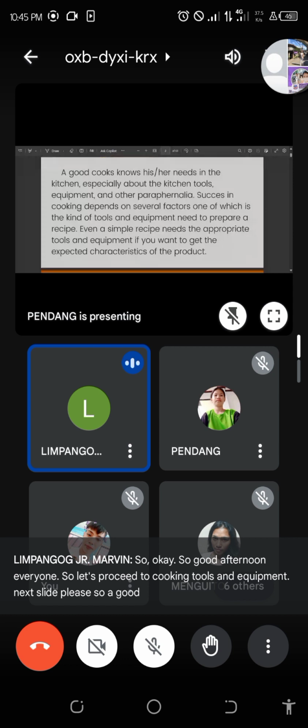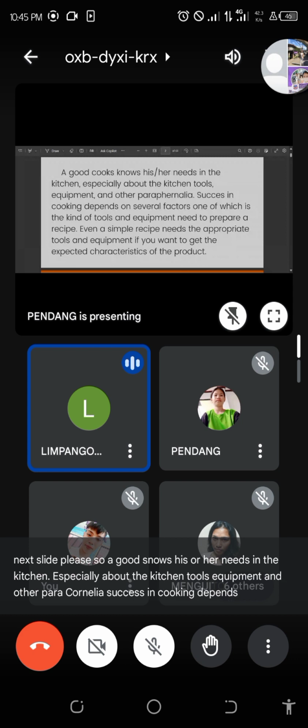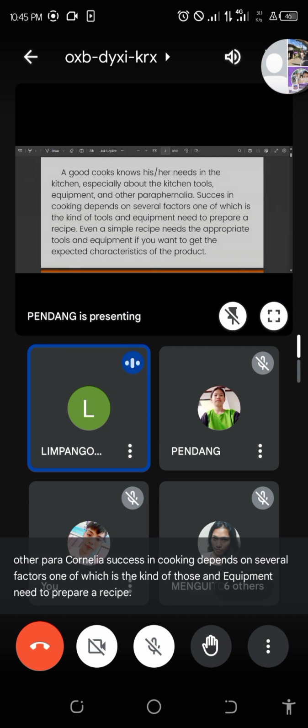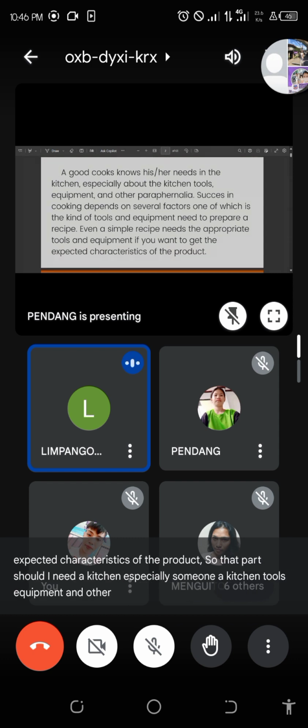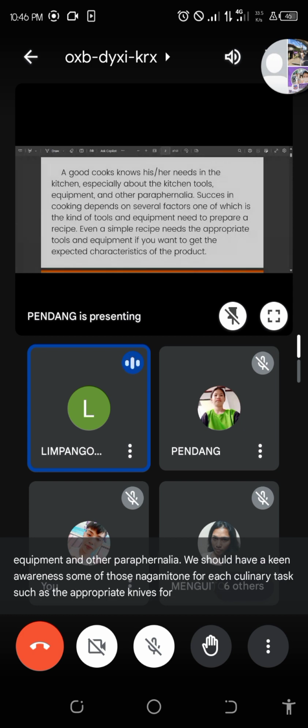So a good cook knows his or her needs in the kitchen, especially about the kitchen tools, equipment, and other paraphernalia. Success in cooking depends on several factors, one of which is the kind of tools and equipment needed to prepare a recipe. Even a simple recipe needs the appropriate tools and equipment if you want to get the expected characteristics of the product. So, dapat jud makaila ta sa mga needs sa kitchen, especially sa mga kitchen tools, equipment, and other paraphernalia. We should have a keen awareness sa mga tools nga gamiton for each culinary task, such as the appropriate knives for different cutting techniques, or the right pan for specific cooking methods.